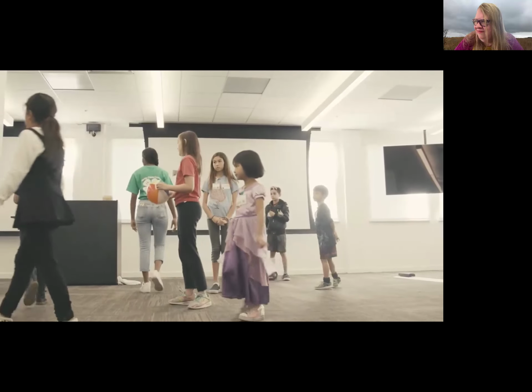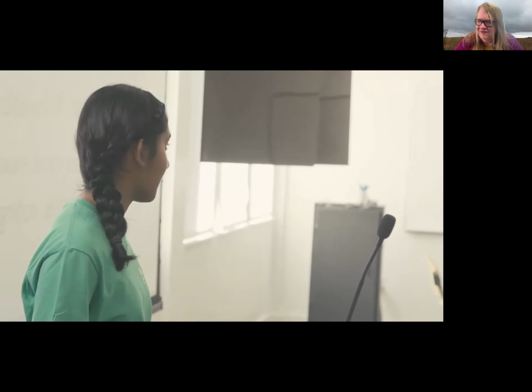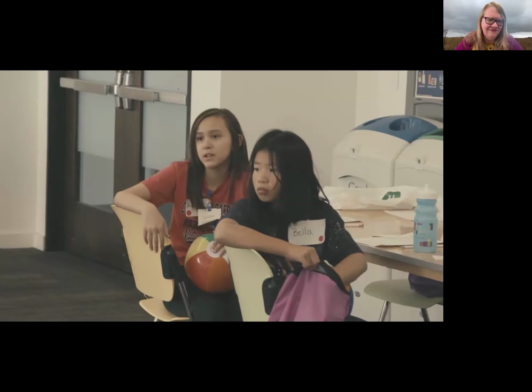Okay, everyone freeze. After the games are played, Meghna asks youth to reflect on what was learned through user testing. She helps youth see how feedback can be used to improve their instructions.